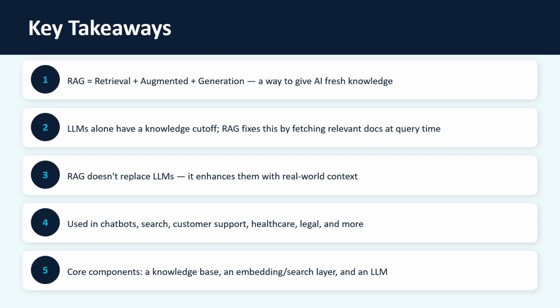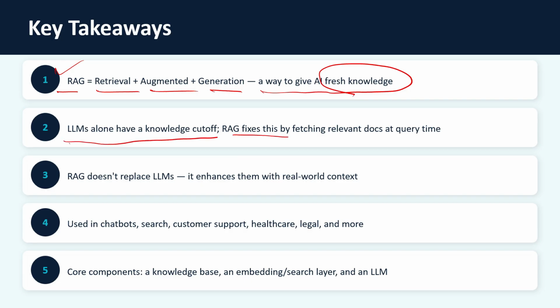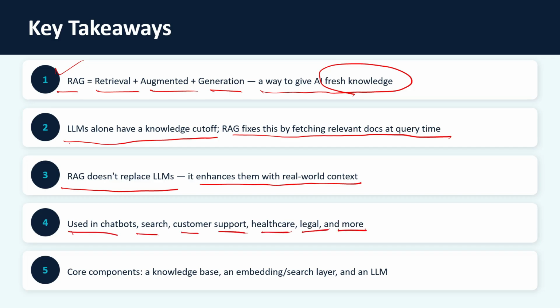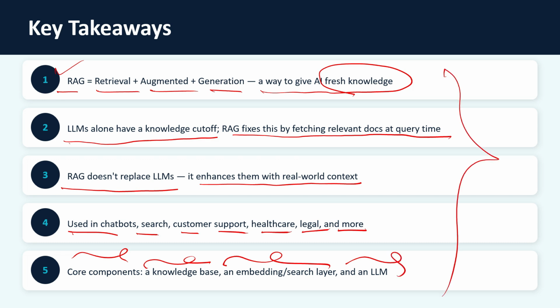So now, what is the key takeaway from the session? RAG is retrieval-augmented generation, a way to give AI fresh knowledge. LLMs alone have a knowledge cutoff, while RAG fixes this by fetching relevant documents at query time. RAG doesn't replace LLMs, it enhances them with real-world context, used in chatbots, search, customer support, healthcare, legal, and many more places. And the core components are a knowledge base, an embedding or search layer, and an LLM. So these are all the points we have discussed in detail. Now I hope it is clear to you what RAG is, why we use RAG, what the difference between RAG and LLMs is, and how we can use both together.